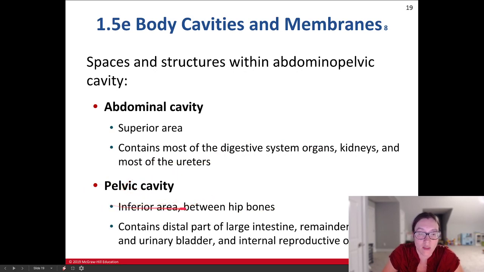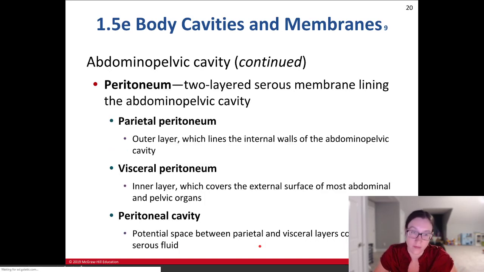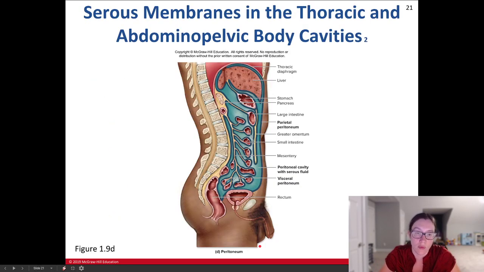Our pelvic cavity is more inferior, between the hip bones, within that pelvic area where your pelvis is going to be protecting a little bit. And it contains the last, or distal, part of the large intestine, the distal part of the ureters, the urinary bladder, and the reproductive organs. So you can see here, this is going to be the abdominopelvic cavity. We'll talk about them together because there's no actual dividing line.